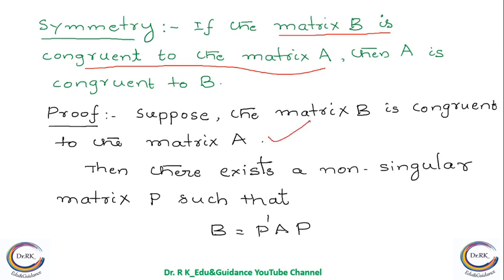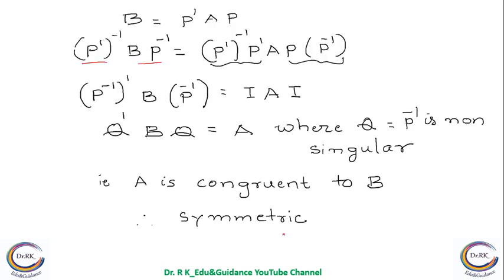Then immediately we recall the definition. Whenever we say congruency, there exists a non-singular matrix P such that B equals P transpose AP. Whenever this happens, we say this matrix is congruent to this matrix. From this we have to say A is congruent to B. So how to prove it? This is from the definition.